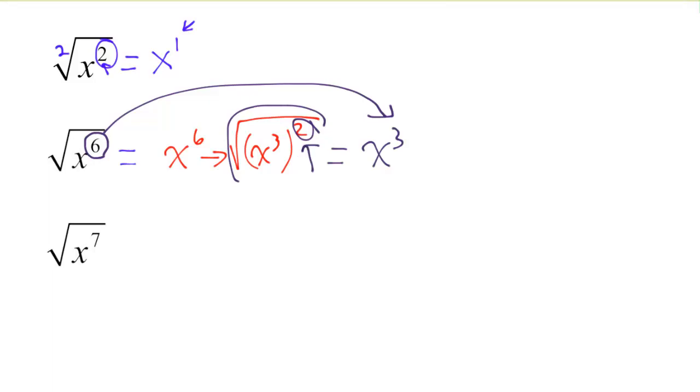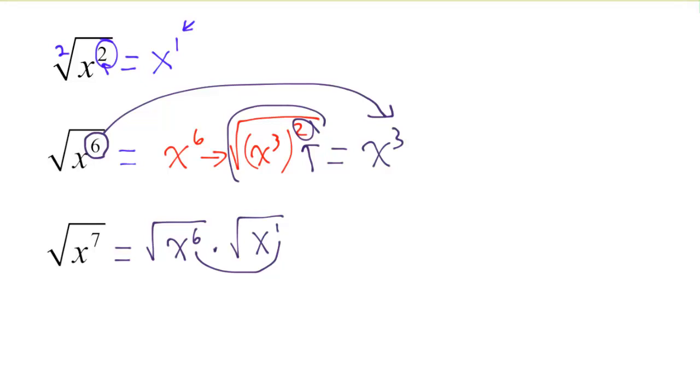So what if we don't have an even number exponent? That's quite simple. You just reduce it down to the next lowest even number. So x to the 7th can be written as x to the 6th times the square root of x to the 1st. Now remember what the rule says with these two exponents. When you multiply these base numbers together, the exponents will add.